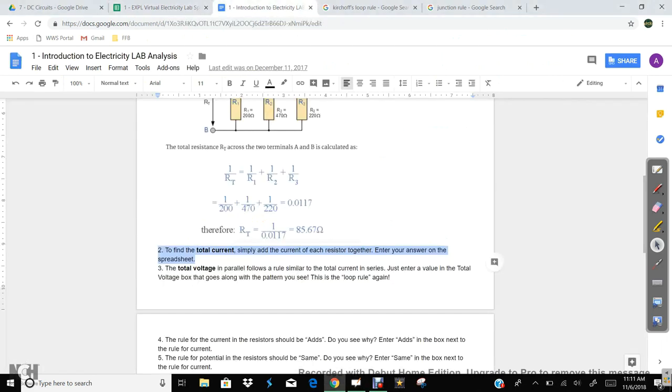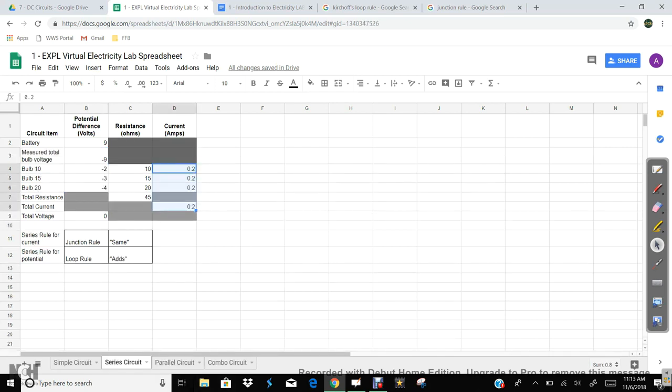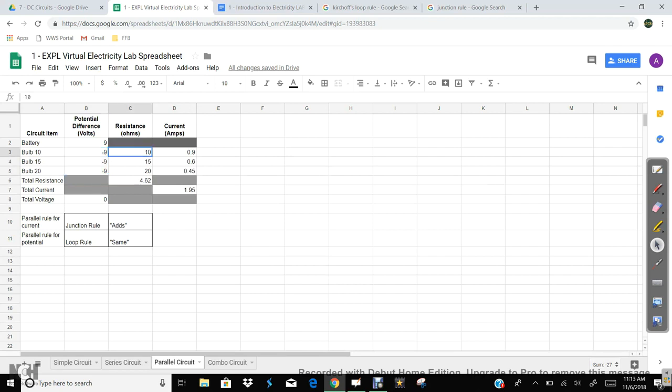Okay. Now, the total voltage in parallel follows a rule similar to the total current in series. Just enter a value in the total voltage box that goes along with the pattern that you see. This is the loop rule again. Okay, so the pattern that you should have seen here is that every single branch had a voltage drop of 9 volts. And this is much different than the series circuit where they added up to 9. Now in the parallel circuit, each one is 9. So the thing here is that we're not going to add these up. Okay, they're all going to be the same.